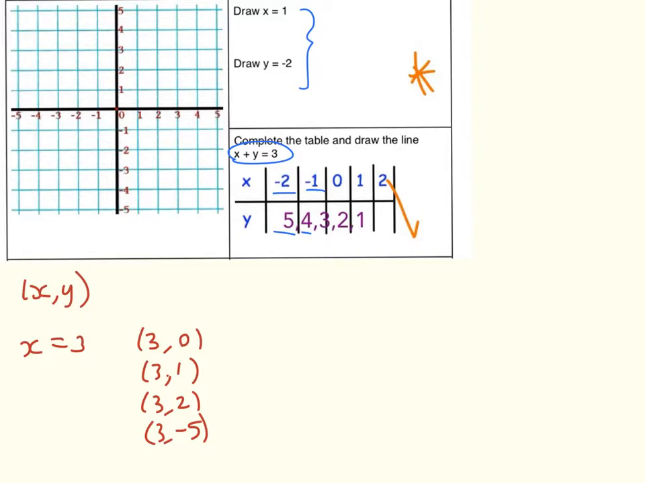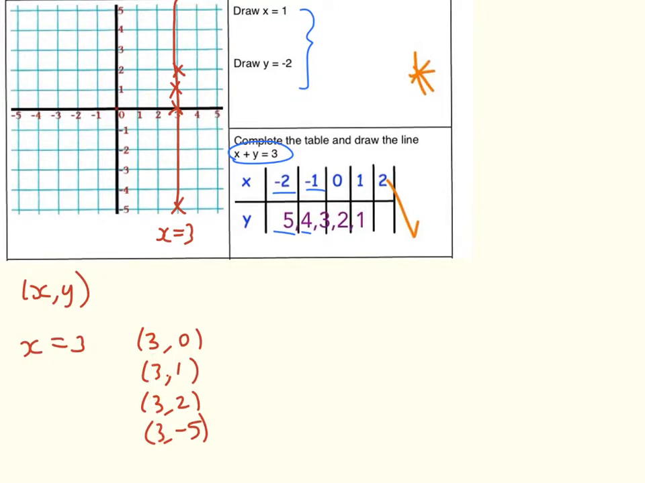So (3, 0) is 3 along, 0 up. (3, 1) is here. (3, 2), (3, -5), and I could plot all the ones in between, but that line there is the line x equals 3, because for all of that the x value is 3.